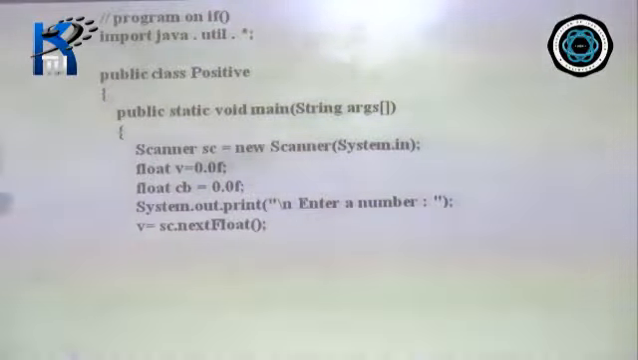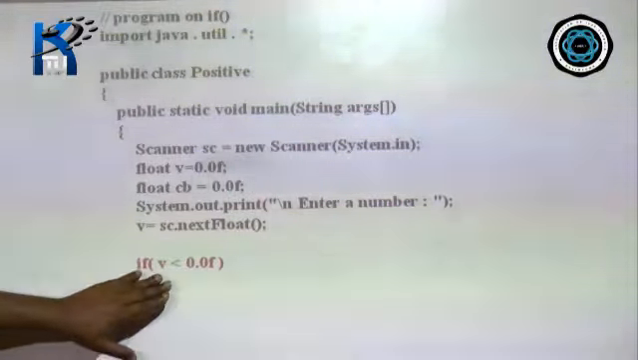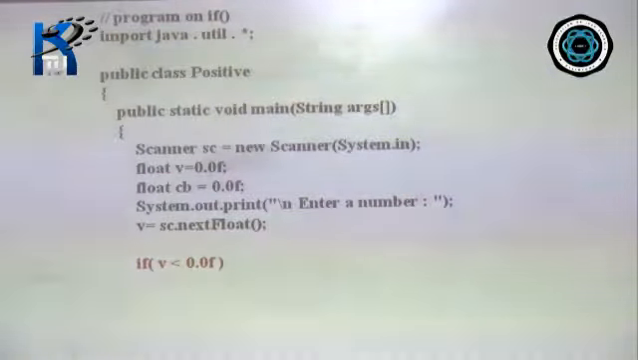Fine. So the user has entered a value. The next step is to check whether the value is negative or not. So we are using the if statement. Here comes the if statement. So if v is less than 0.0, values less than 0.0, we assume them to be negative values. So we are checking whether the value entered by the user is less than 0 or not. In case it is less than 0, that means it is a negative value.